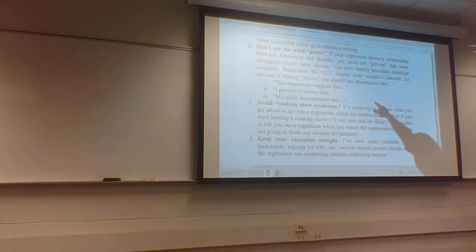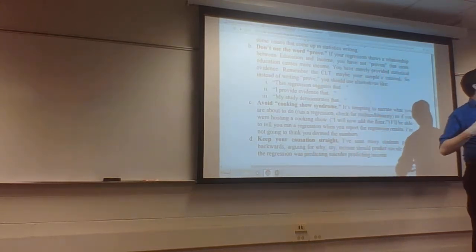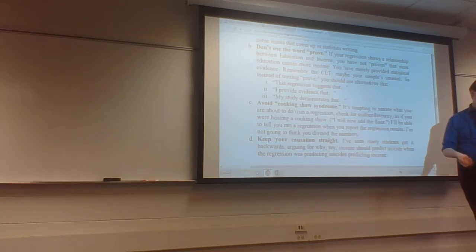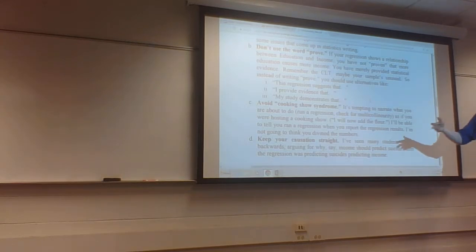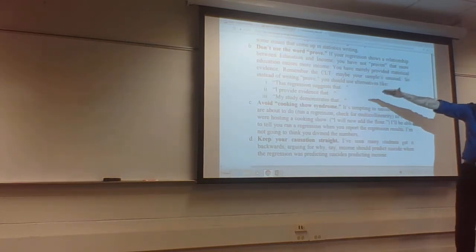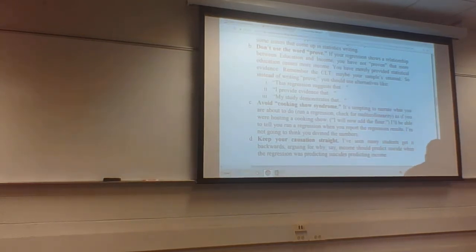Also, don't use the word proof. As we talked about, we have the central limit theorem. We haven't proved a damn thing. We only have evidence. So I don't care what your p-value is. It's still not zero. You might round it to zero, but everyone knows it's not zero. There's still some chance that it is coincidence. There might be some fault with the sample, whatever. The regression suggests. I provide evidence that. My study demonstrates that, whatever. We haven't proved a damn thing. Also, keep your causation straight. Don't get your causation backwards.